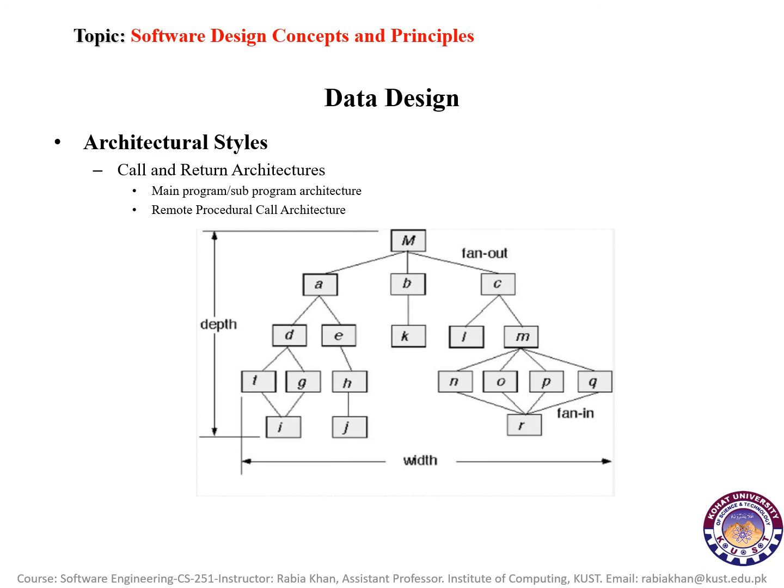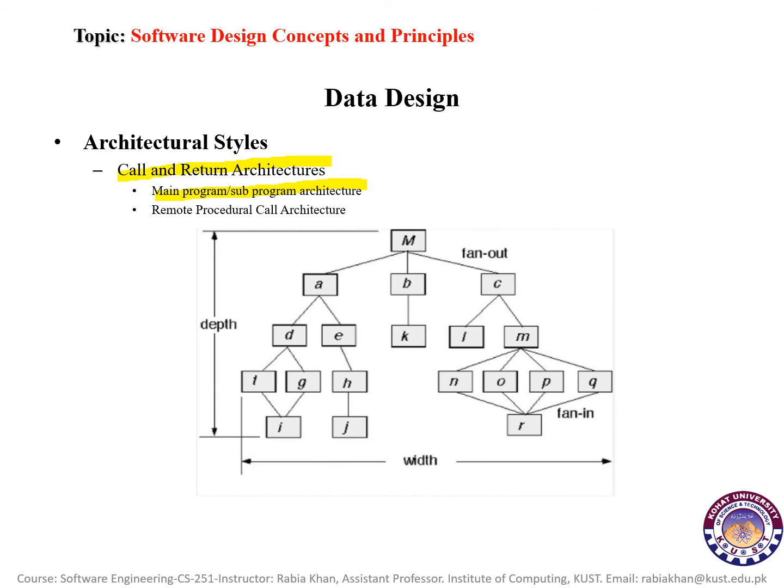The next design architecture is known as the call and return architecture. This architecture style enables a software designer to achieve a program structure that is relatively easy to modify and scale. It has a number of substyles within this category. For example, the most common one is known as the main program and subprogram architecture, as you would have used in a tree structure when you were discussing data structures, or when you were developing code for your program.